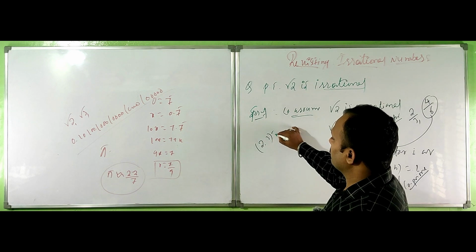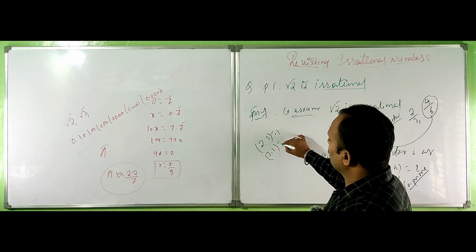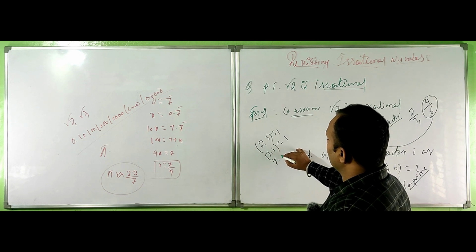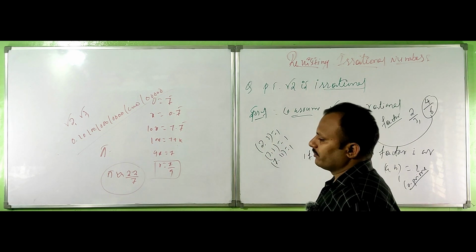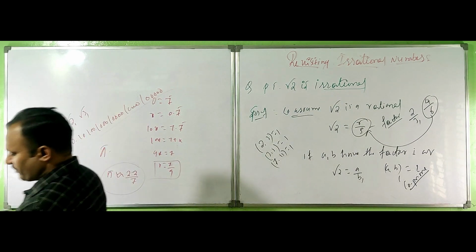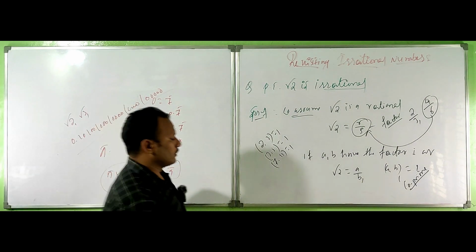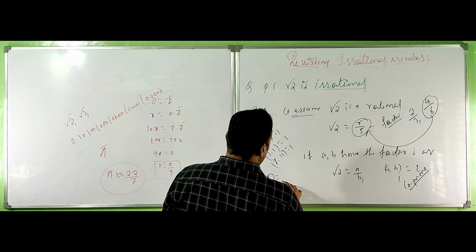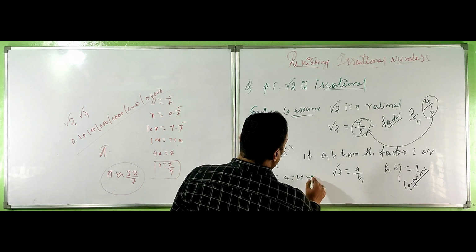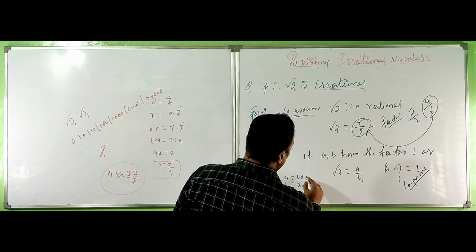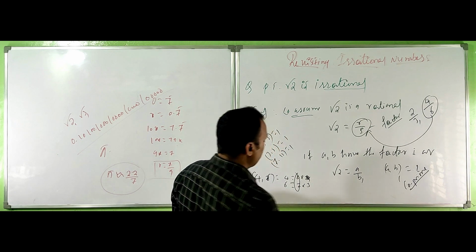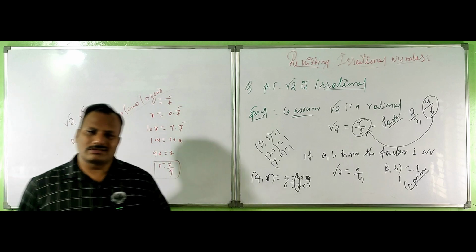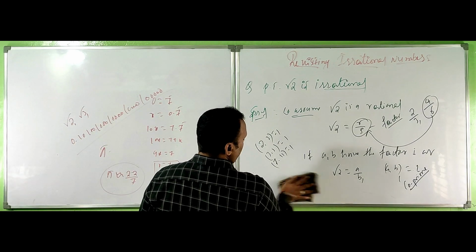2 and 3 are co-prime, 3 and 5 are co-prime, 7 and 8, 11 are co-prime, meaning they have only 1 as a common factor, right? So 4 and 6 are not co-prime, because 4 you can write 2 into 2, 6 you can write 2 into 3. So this is the common factor. So 2 is the common factor for 4 and 6, that's why it is not co-prime.